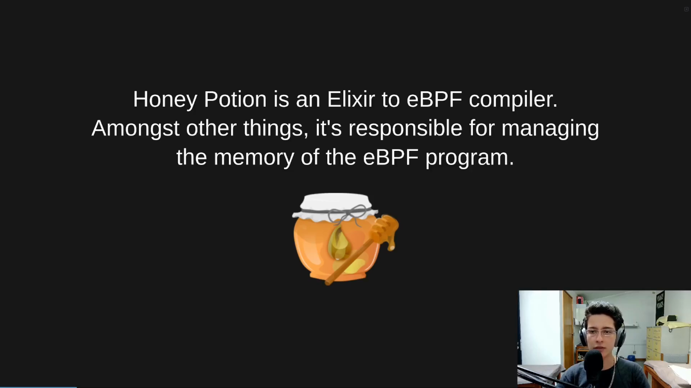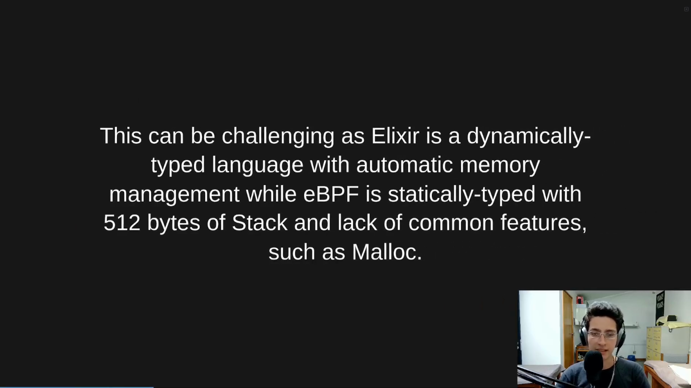Amongst other things, it's responsible for managing the memory of eBPF programs. This can be challenging as Elixir is a dynamically typed language with automatic memory management, while eBPF is statically typed with 512 bytes of stack and a lack of common features such as malloc.